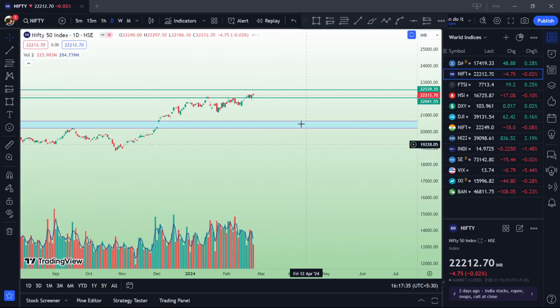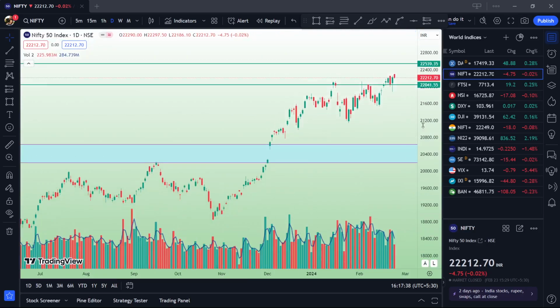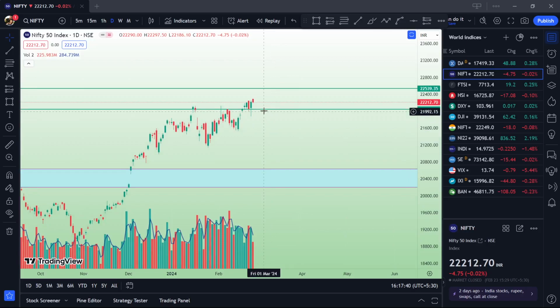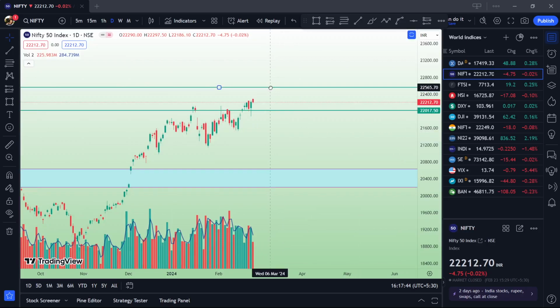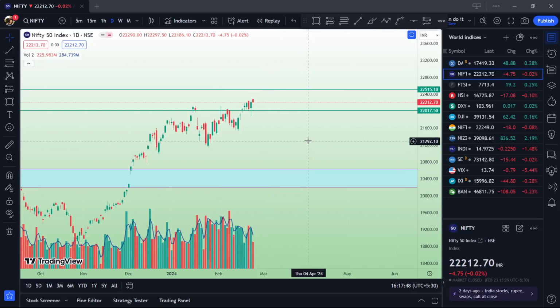Let's go to the 1 day time frame to see the structure properly. So this can be the area of interest. You can trade somewhere here. This will act as very good levels in this zone. And then there is not only this.